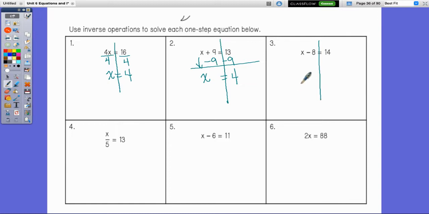Draw your line. What is the opposite of negative 8 or subtracting 8? Adding 8. Bring your x down. Is it by itself? Yes, it is, because this is 0. 14 plus 8 is 22. Now, you can always plug these in. You're actually supposed to. I get lazy math teacher syndrome and don't always do my checks.